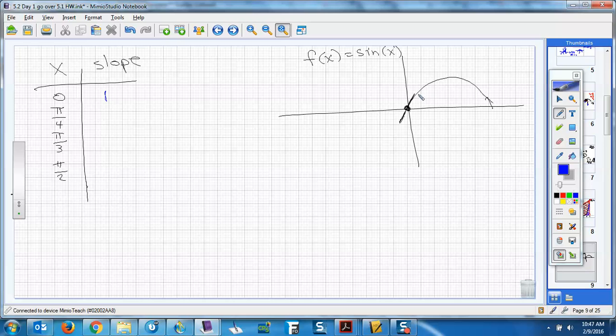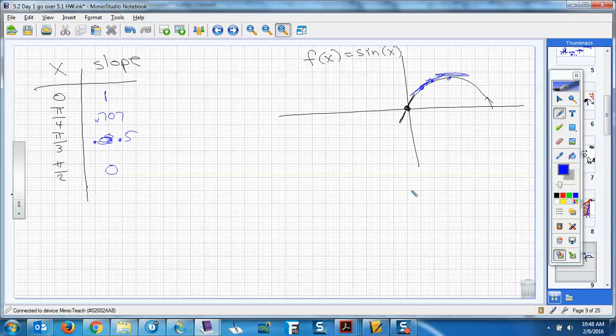Then we moved up to pi fourths, and we asked, what's that slope? It came out to be 0.707. Does that make sense? It'd be a little less. Then we moved on to pi thirds, and that slope came out to be 0.5. And then we went to pi halves, and of course that's an easy one. What's the slope right there? 0.